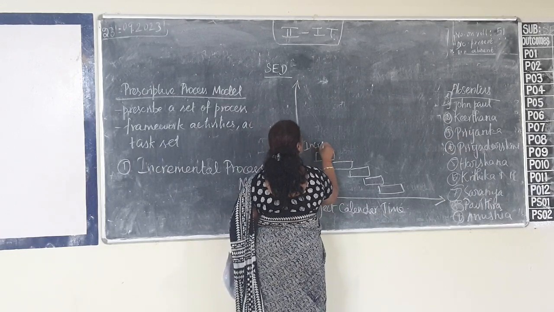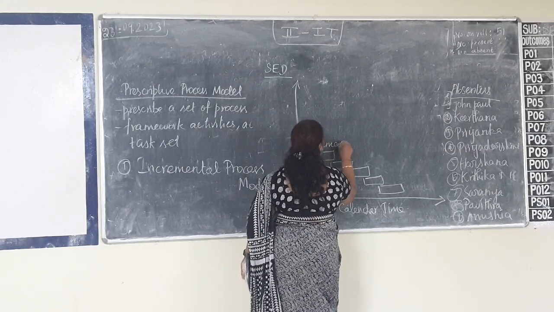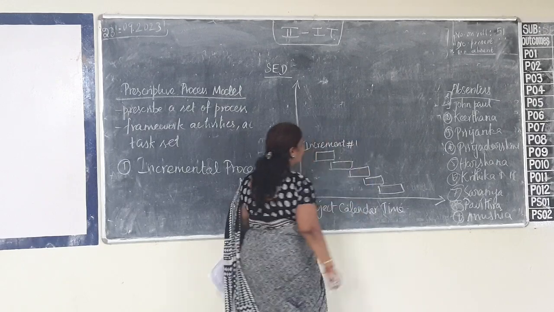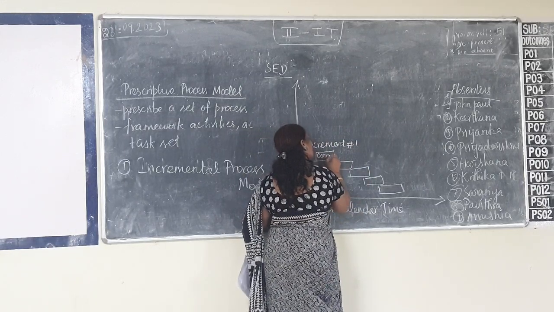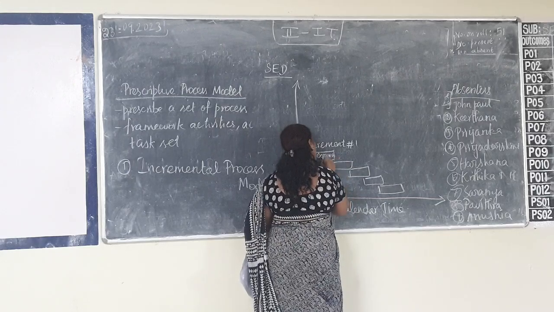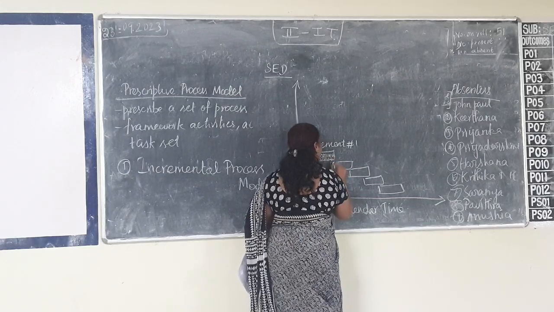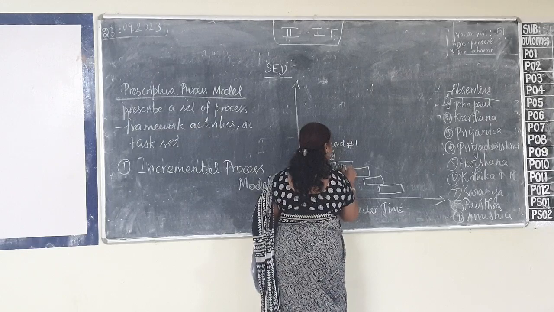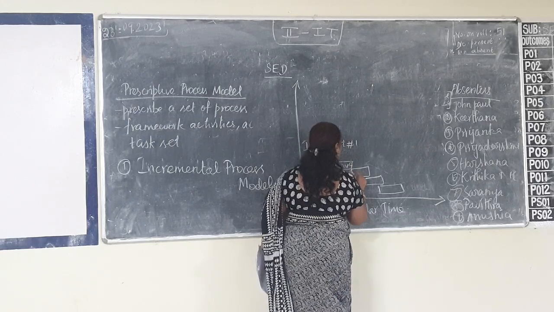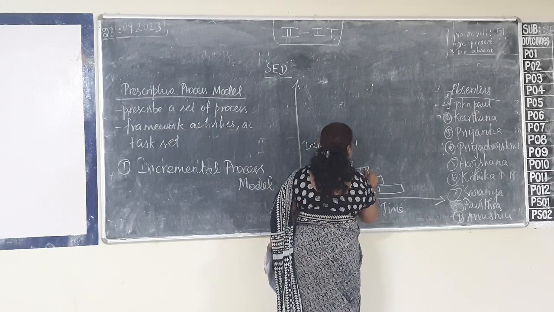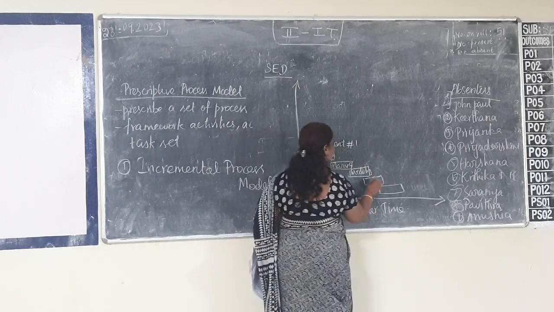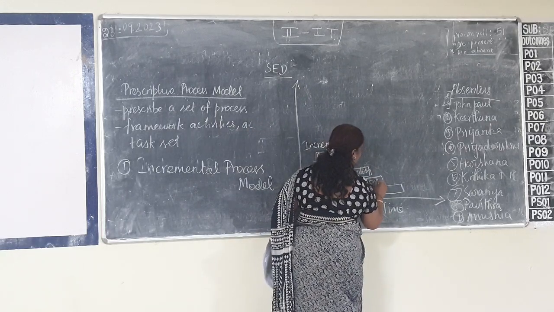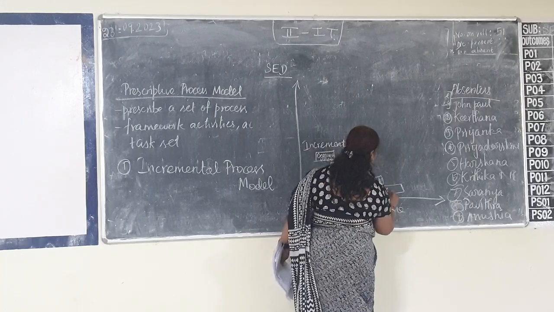Increment number 1. So this will be, please write properly: communication, planning, modeling. Students, all the five will be there, don't worry. Construction, deployment.